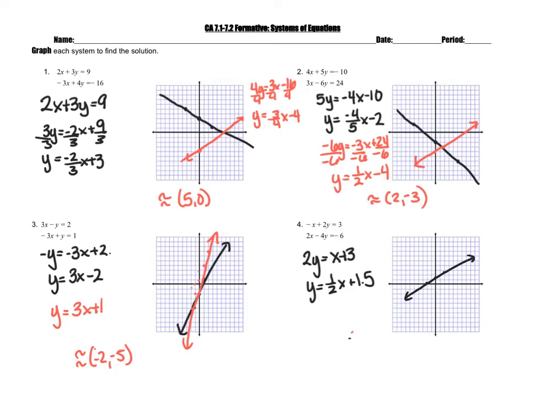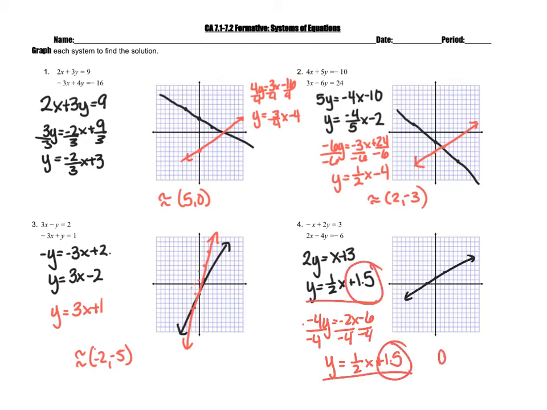For my next equation, we're going to minus the 2x, so negative 4y equals negative 2x minus 6. Divide everything by negative 4, and y equals 1 over 2x plus 1.5. So right away, because these both have a 1.5 and they're the same exact equation, it's all real numbers.